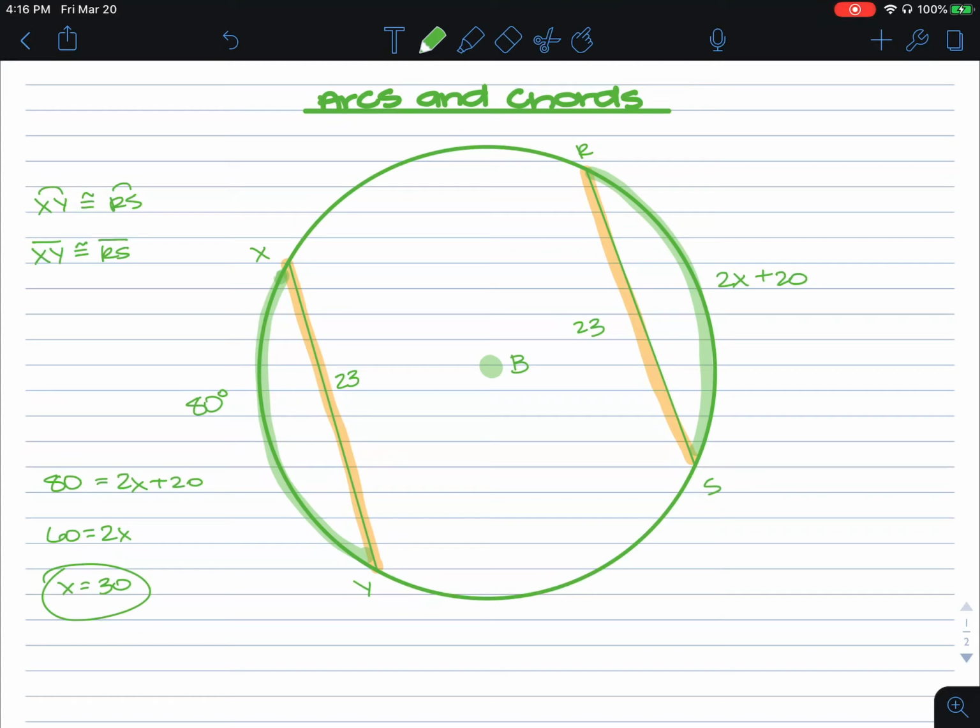Okay, so a couple things to remember with arcs and chords. If a diameter is perpendicular to a chord, then my chord is bisected. If two chords are congruent, then their minor arcs are congruent. If two minor arcs are congruent, then their chords are congruent, and vice versa.